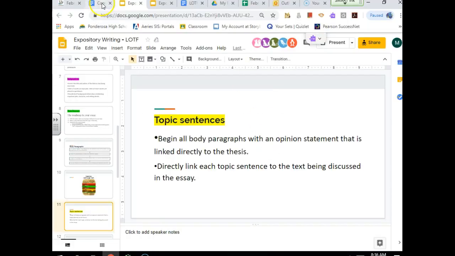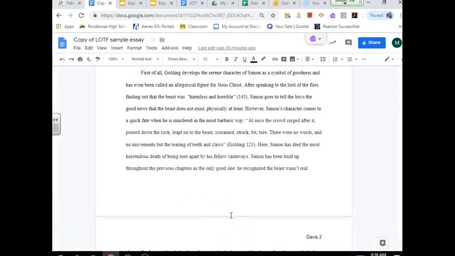Let's read our sample first body paragraph. Okay? All right. Everyone look at the screen or your computer. All right. First of all, Golding develops the serene character of Simon as a symbol of goodness and has even been called an allegorical figure for Jesus Christ. After speaking to the Lord of the Flies, finding out that the beast was harmless and horrible, Simon goes to tell the boys the good news that the beast does not exist, physically at least. However, Simon's character comes to a quick fate when he is murdered in the most barbaric way. At once the crowd surged after, poured down the rock, leapt onto the beast, screamed, struck, bit, tore. There were no words and no movements but the baring of teeth and claws.